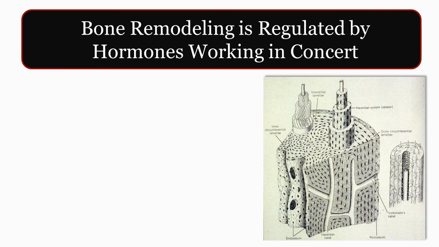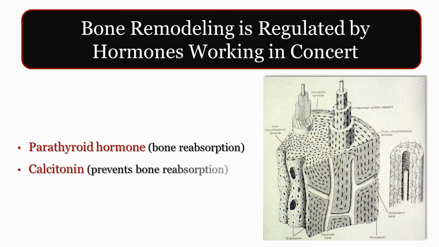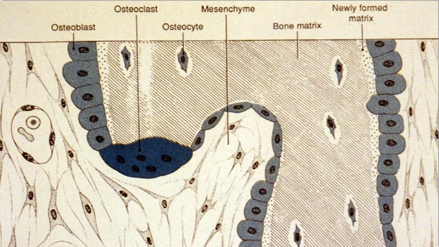There are a couple of hormones that affect the remodeling of bone. One is parathyroid hormone, which causes reabsorption or digestion of bone. Another hormone is calcitonin. It prevents the reabsorption of bone. Now, there are different cells of bone which are affected by these hormones: osteoblasts, osteocytes, and osteoclasts.